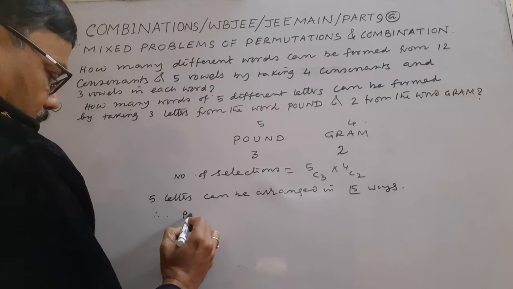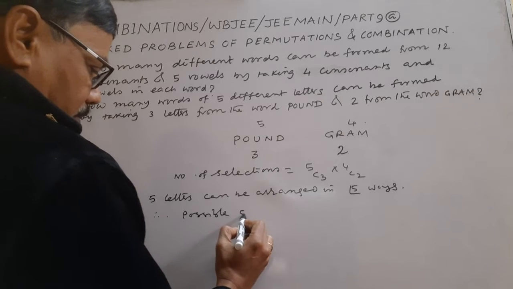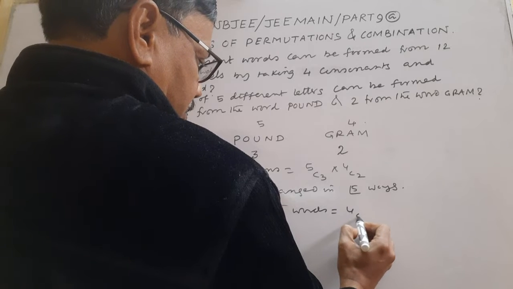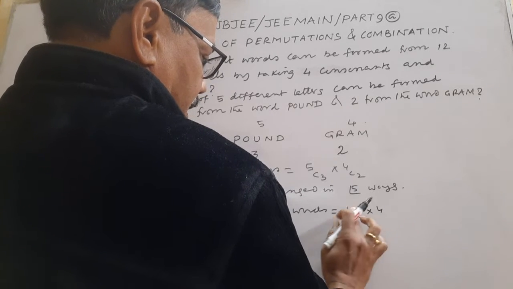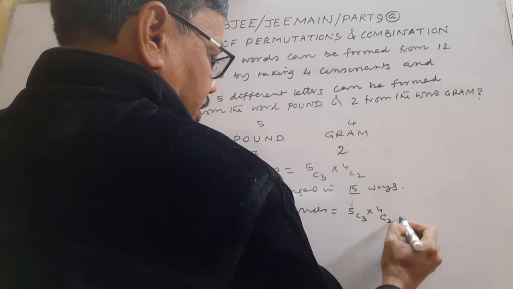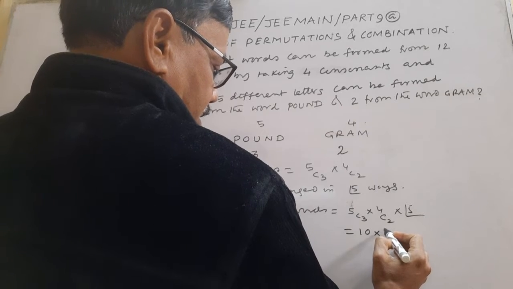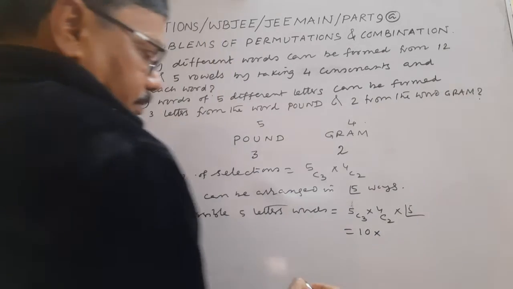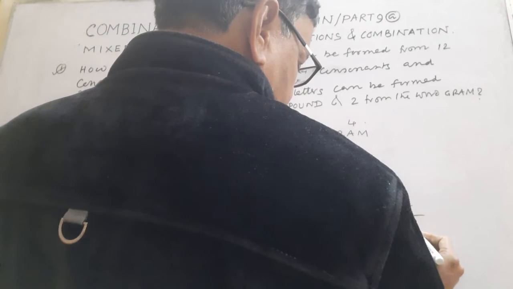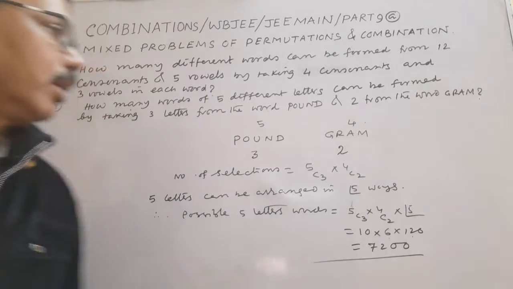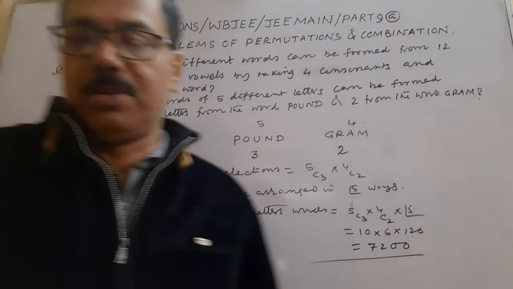Therefore, possible 5 letter words: 5C3 into 4C2 into factorial 5. 5C3 is 10, 4C2 is 6, and factorial 5 is 120. So 7200. These are the possible ways. So this is very simple.